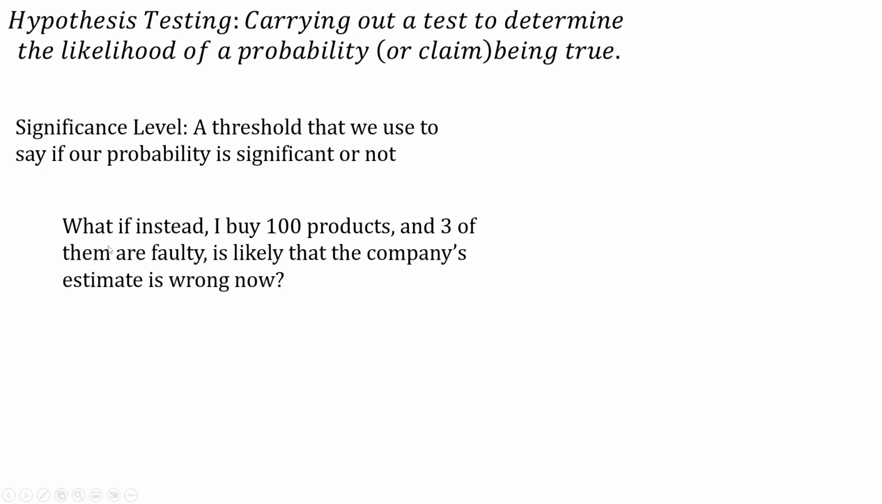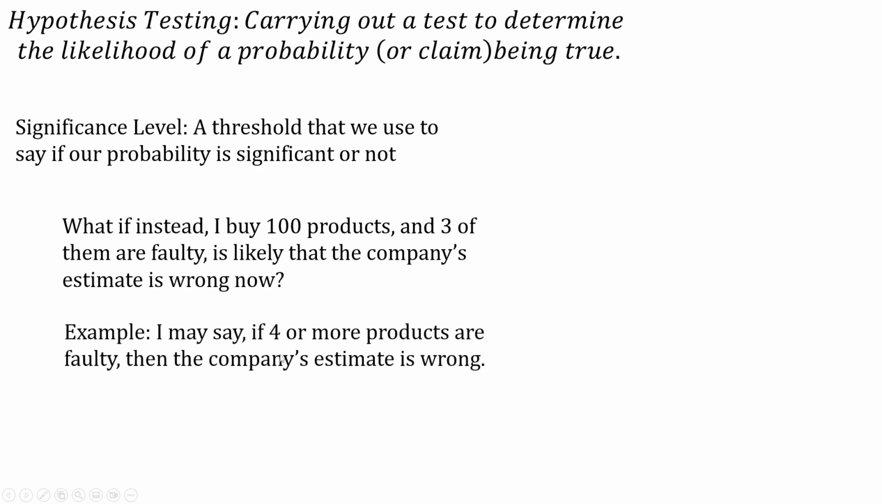Okay, like I said, this same example here. I may say if 4 or more products are faulty, then the company's estimate is wrong. So my significance level is just a threshold. I'm saying if 4 or more products are faulty, then the company's estimate is wrong. Well, this is less than 4, so I can say, you know what, their estimate is fair enough, right? It's not too big of a difference.